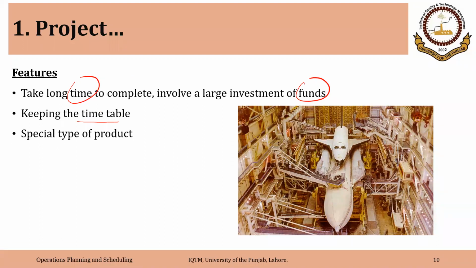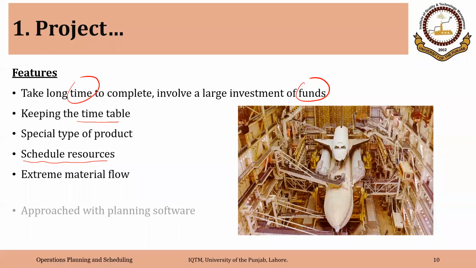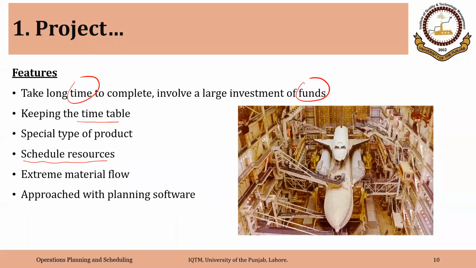The product being made is a special type of product. Scheduling of resources is really important and very critical, and projects getting late is very common. There is extreme material flow, and generally we use some planning software to plan the project. So one local example could be this big project that we had in Lahore, or you can think of similar other examples as well.